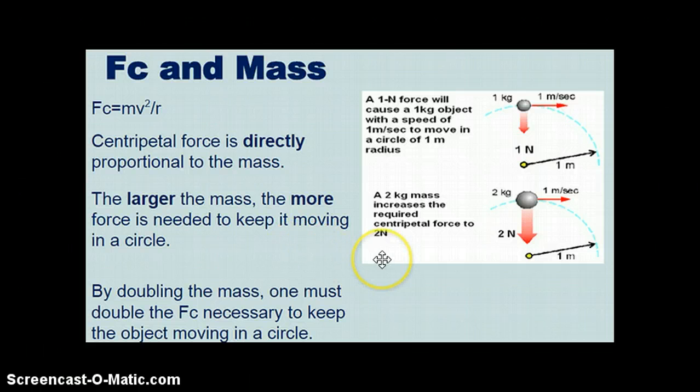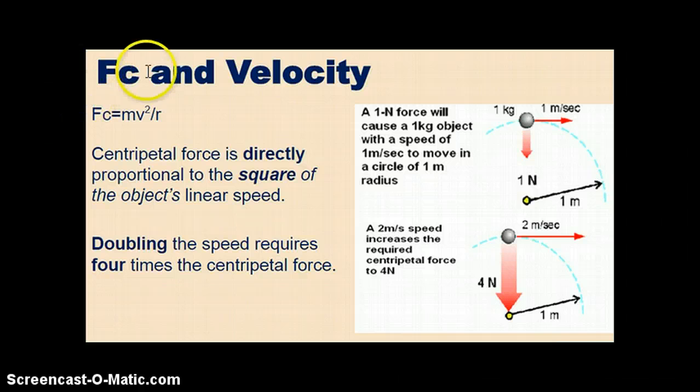So we're looking at relationships here. We're going to start plugging in numbers here very soon. So centripetal force and velocity. Centripetal force equals mv squared divided by r. Centripetal force is directly proportional to the square of the object's linear speed. Doubling the speed requires 4 times the centripetal force. Right? If I double the velocity, 2 squared is 4 times the centripetal force.